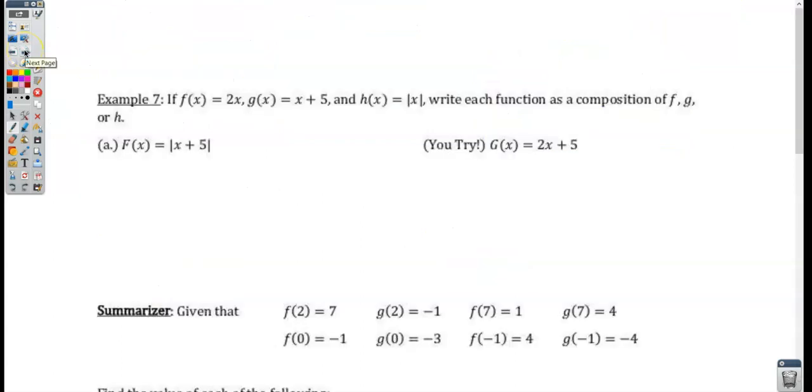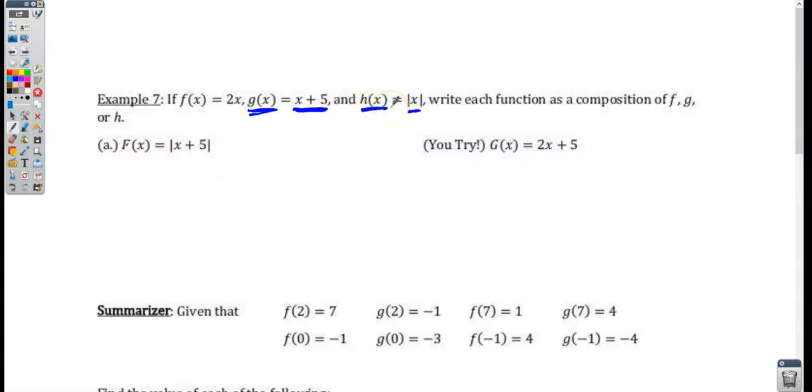On to the last page. If f of x equals 2x, g of x equals x plus 5, and h of x equals absolute value of x, write each function as a composition of f, g, or h. All right, so looking at the first one, capital F of x equals absolute value of x plus 5. Looking at this and looking at the functions that we have being involved, there's an x plus 5 in here, so we're probably going to use g of x. And there's an absolute value here, so we're probably going to use h of x.